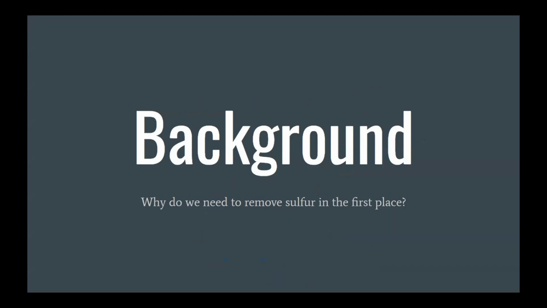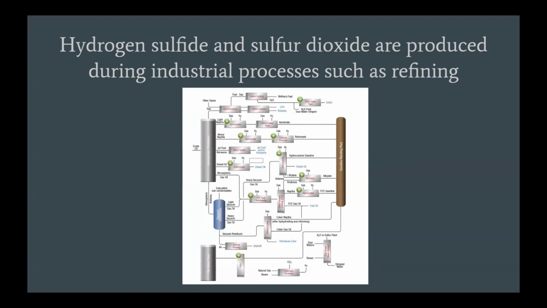Sulfur compounds such as sulfur dioxide and hydrogen sulfide are often produced during industrial processes. These can range from pulp and paper processing, rayon manufacturing, electricity generation, metal processing, and industrial boiling. However, the main source of this production that we're going to be talking about today is oil and gas refining. Shown on the side is a process flow chart of a typical refining process.